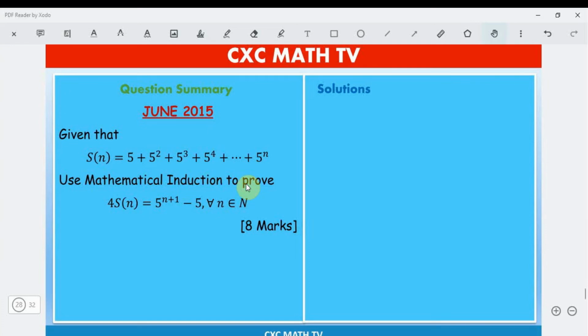Alright, so now here's your question for you to do. I want you to pause the video and attempt this question. It says, given that Sn is equal to 5 plus 5 squared plus 5 cubed plus 5 to the 4 plus, up to 5 to the n, use mathematical induction to show that 4Sn is 5 to the n plus 1 minus 5, for all n a natural number. Pause the video and attempt this question.